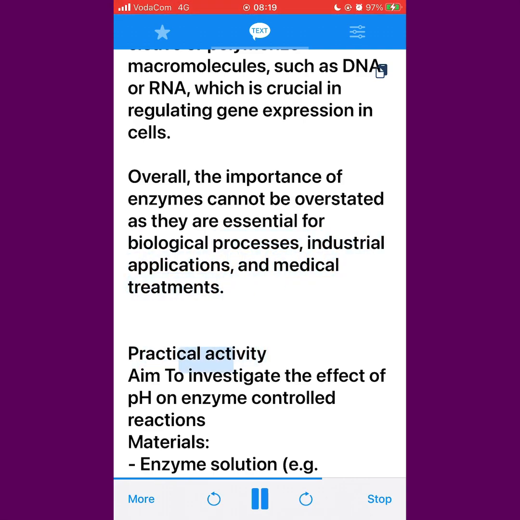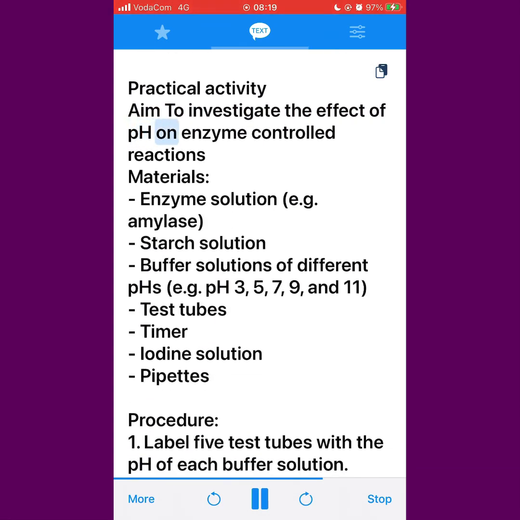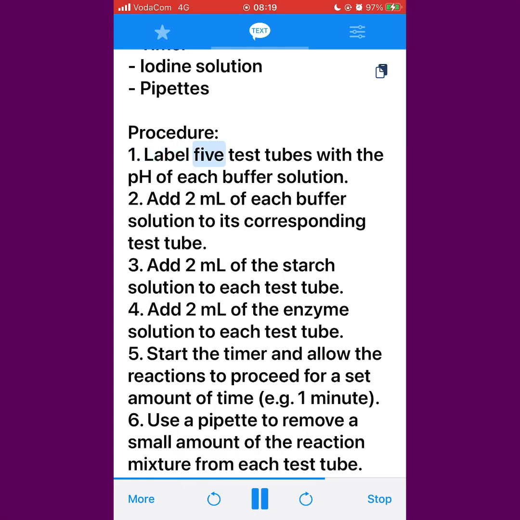Practical activity. Aim: to investigate the effect of pH on enzyme-controlled reactions. Materials. Enzyme solution, e.g., amylase. Starch solution. Buffer solutions of different pHs, e.g., pH 3, 5, 7, 9, and 11. Test tubes. Timer. Iodine solution. Pipettes. Procedure. 1. Label 5 test tubes with the pH of each buffer solution.